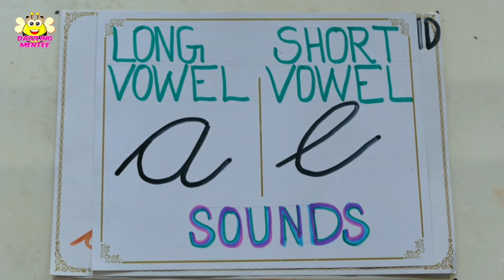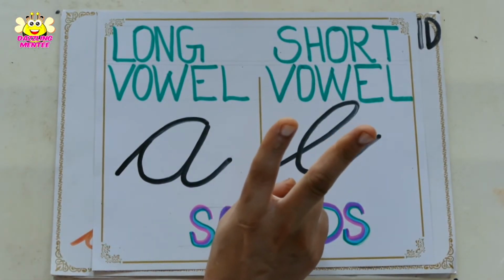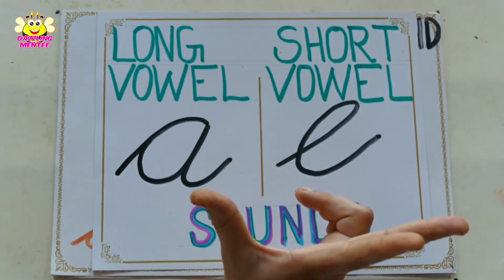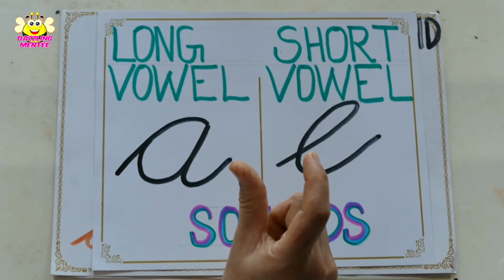Now in front of you the topic is sounds. Nowadays when we are using alphabets, first of all we must know their sounds, and it is always confusing for the parents and the students how the sound comes out. So today we will learn that, okay? There are two types of sounds. One is long vowel sound and second is short vowel sound.